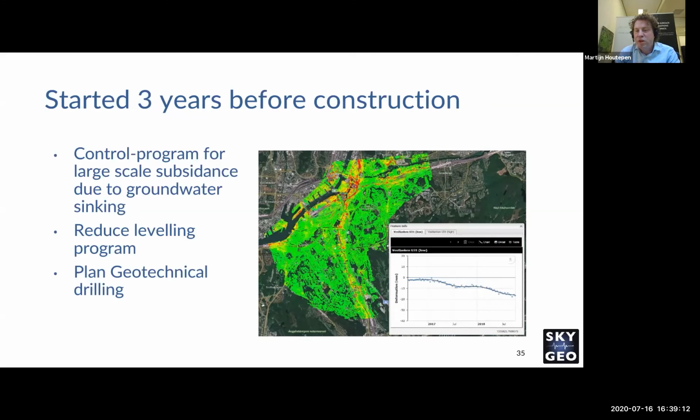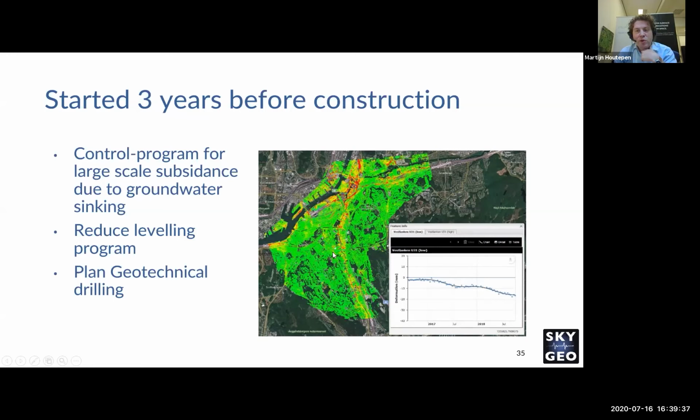You can do a whole analysis. What happens in a city like this? We use very high resolution, so you can see buildings being built, buildings demolished. You can see all kinds of deformations that already exist in historic buildings, for example. They use this to set up a control program for the expected large-scale subsidence, which has to do with the groundwater sinking for the tunnel boring.